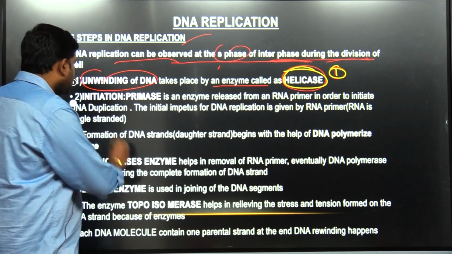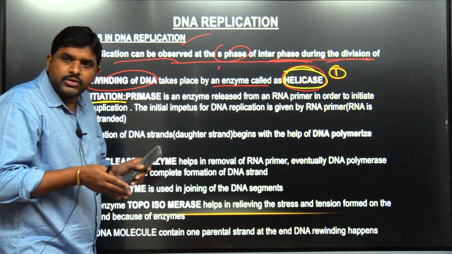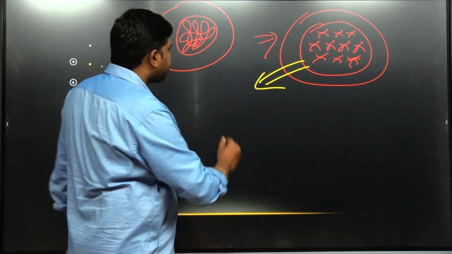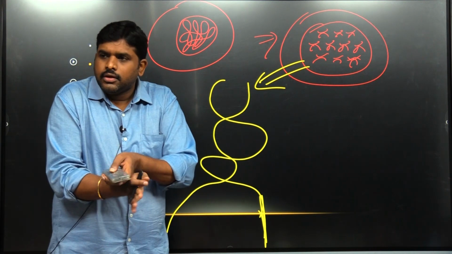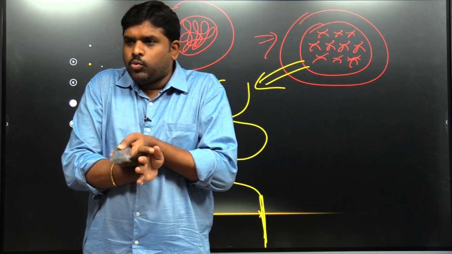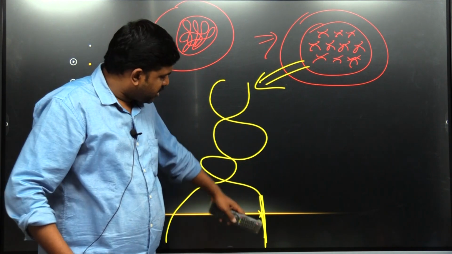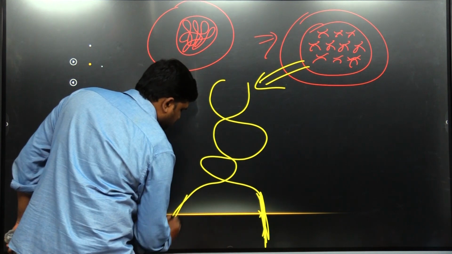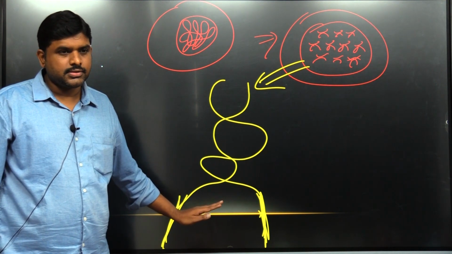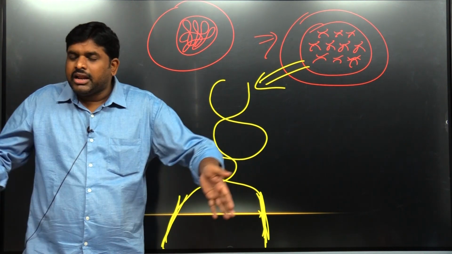Second step: initiation. Now replication, copying should happen. I opened it, which was winded. I unwinded it, so it became parallel lines. It was winded, so I made it unwinded. So now it got differentiated, it got separate lines. How did it get from winded to unwinded? By an enzyme called helicase. Now it got properly divided, properly separated.